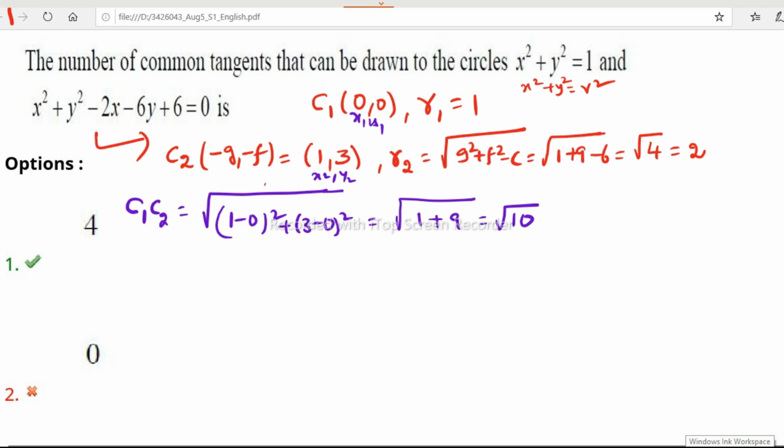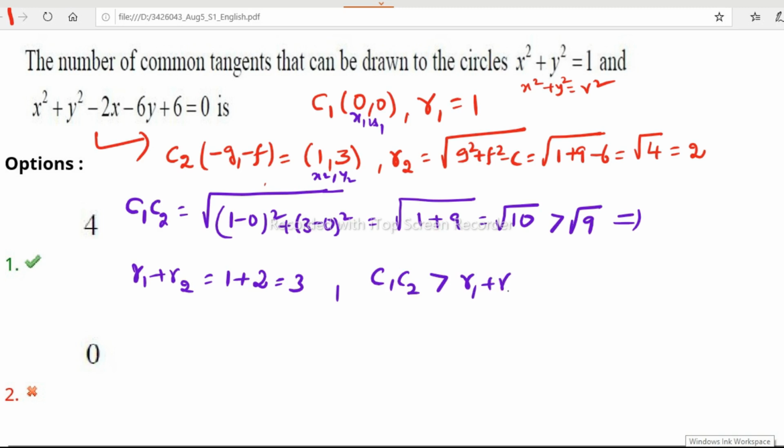What is R1, R2? R1 is 1 and R2 is 2. So R1 plus R2 is 1 plus 2, which is 3. Is 3 less than root 10 or not? Root 10 is greater than root 9, as we know. So C1C2 is greater than R1 plus R2. C1C2 greater than R1 plus R2 means what is the position of these two circles? The two circles are entirely separate, one outside the other, meaning they do not intersect.